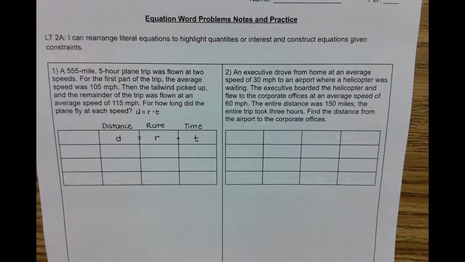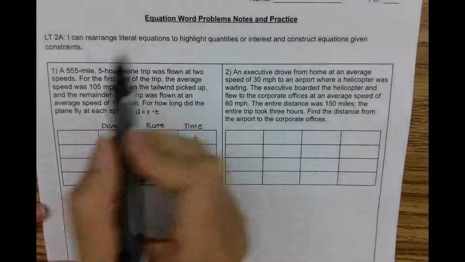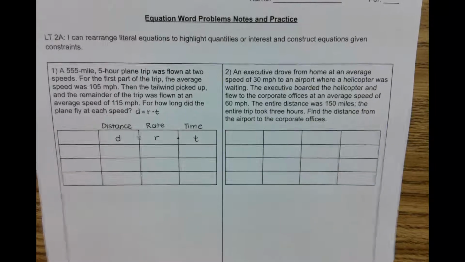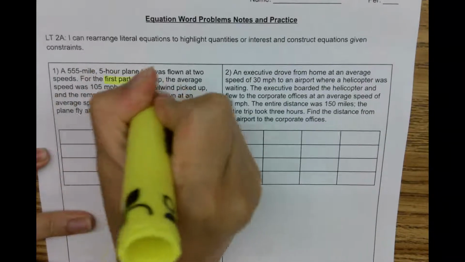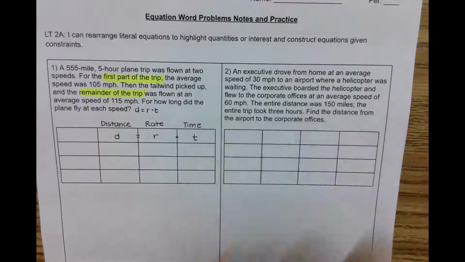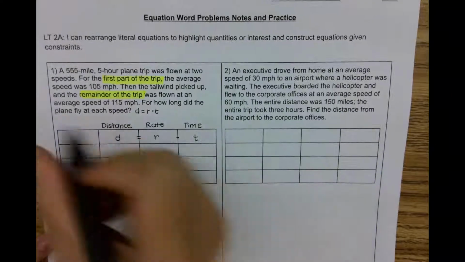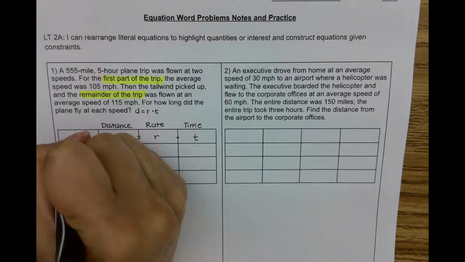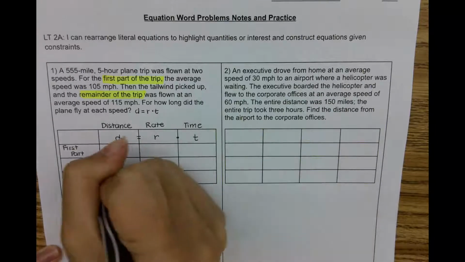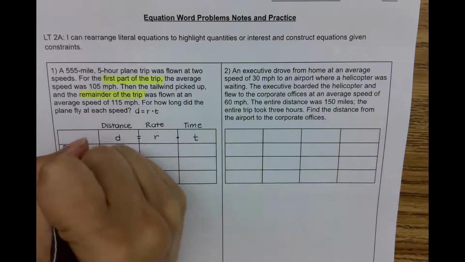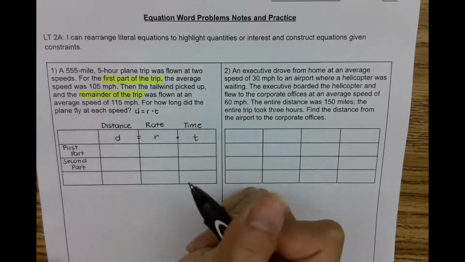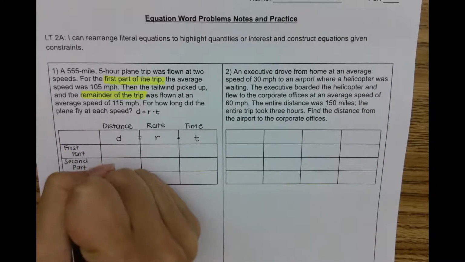From this, I know that I have 2 speeds. I know that I have a first part of the trip, and I know that I have a second part of the trip, the remainder part. So I'm going to label one part the first part. This whole row would be about the first part. This is about the second part. And then the last part I'm going to put total, what we know about the whole trip.